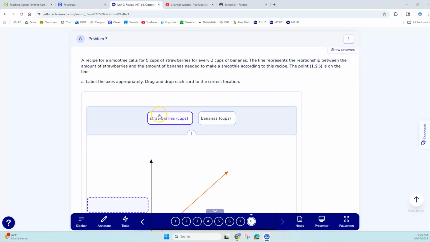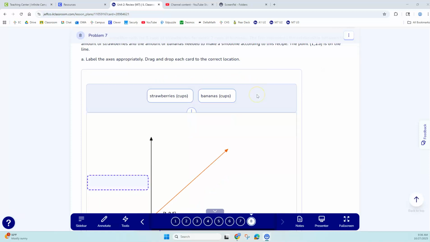Our final problem in our review, problem 7. A recipe for a smoothie calls for 5 cups of strawberries for every 2 cups of bananas. The line represents the relationship between the amount of strawberries and the amount of bananas needed to make a smoothie according to this recipe. The point (1, 2.5) is on the line. So A, label the axes appropriately. Drag and drop each card to the correct location.